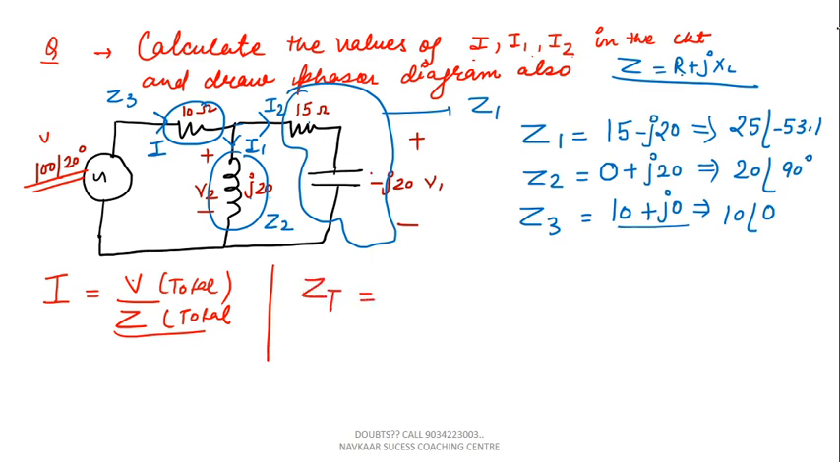So as you can see, this is Z1, right, and this is Z2. Z1 and Z2 are connected in parallel, right? Z1 and Z2 are connected in parallel.